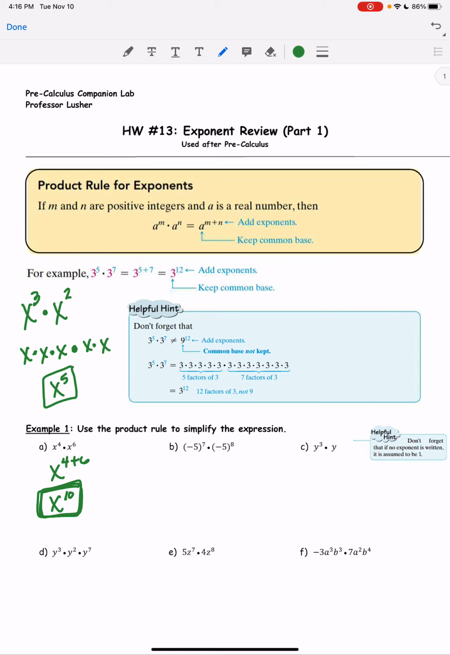B, you have the same common base, so we're not going to multiply those. It's going to stay b to the -5. And then 7 plus 8 gives me 15. Here, y cubed times y, it says don't forget if there's not an exponent, there's a known 1 there. So that becomes y to the 3 plus 1 to get 4. Here you've got 3 different terms, but they all have the same base. So add up all the exponents. 3 plus 2 is 5. Plus 7 gives me 12.